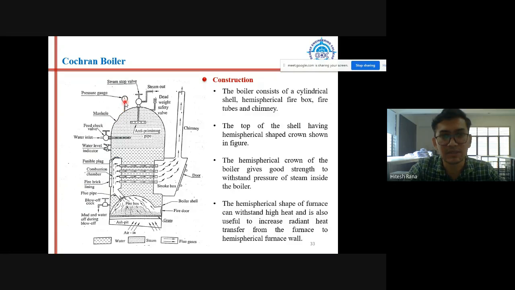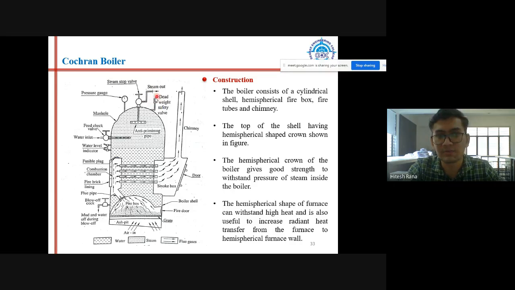Then a pressure gauge is attached on the shell. It will indicate the pressure inside the boiler shell. Then a steam stop valve is attached on the topmost portion. The steam stop valve will be used to take out the steam from the boiler. कि जब हमको बॉयलर में से स्टीम निकालनी होगी तब हम ये स्टीम स्टॉप वाल्व है वो ओपन कर सकते हैं.